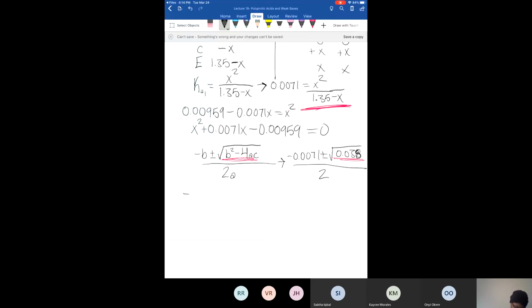So you have negative 0.0071 plus or minus 0.19, over 2. You're going to get 2 answers. The first is 0.09. I'm not going to do the second answer because it's negative.